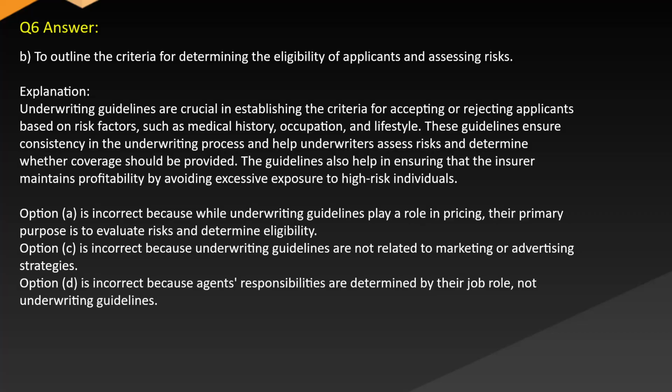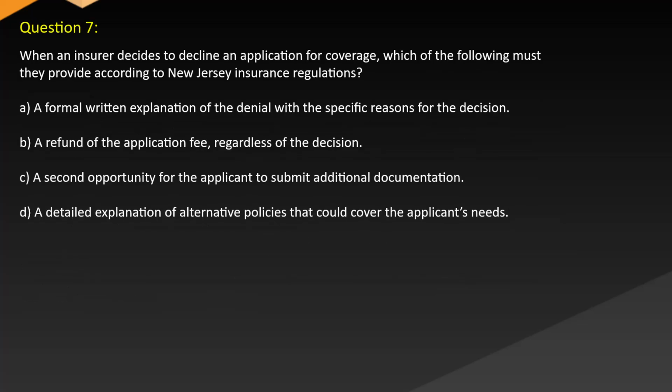Option A is incorrect because while underwriting guidelines play a role in pricing, their primary purpose is to evaluate risks and determine eligibility. Option C is incorrect because underwriting guidelines are not related to marketing or advertising strategies. Option D is incorrect because agents' responsibilities are determined by their job role, not underwriting guidelines. Question 7. When an insurer decides to decline an application for coverage, which of the following must they provide according to New Jersey insurance regulations?